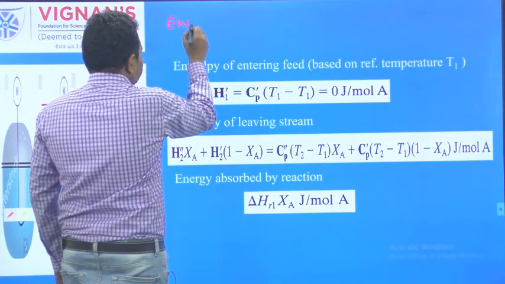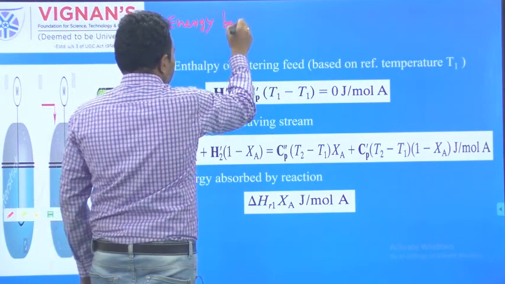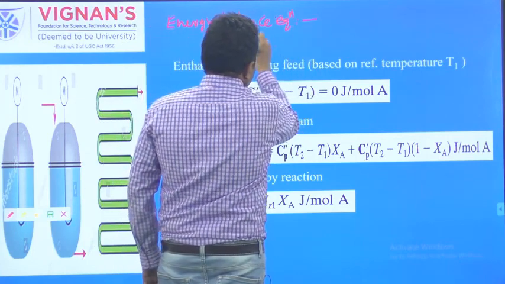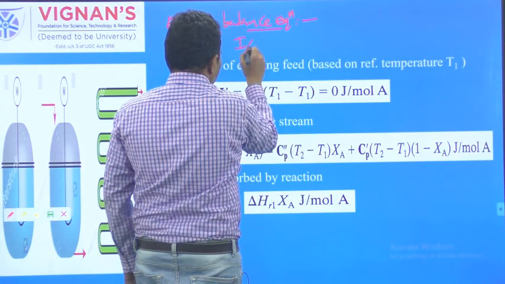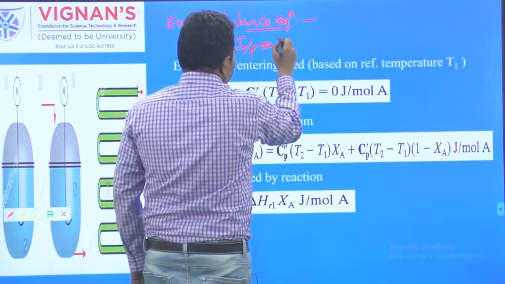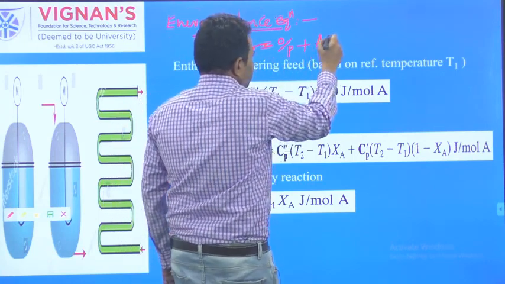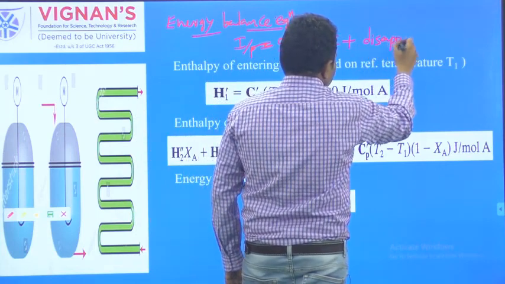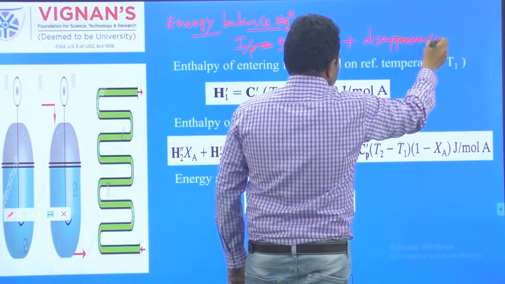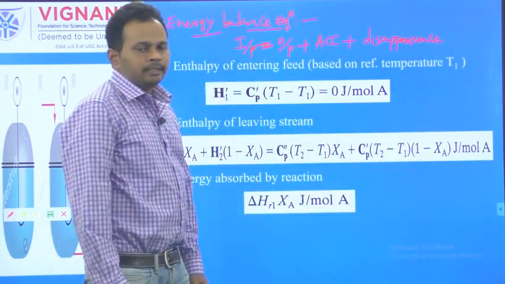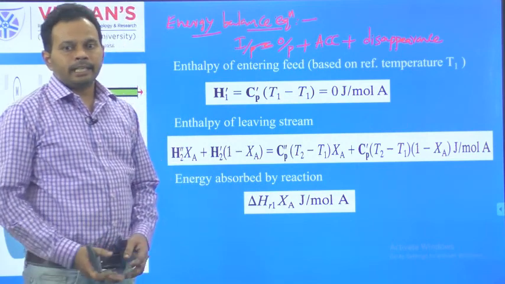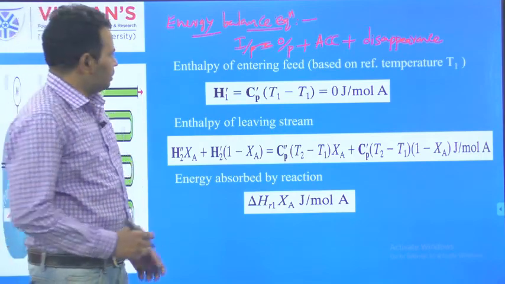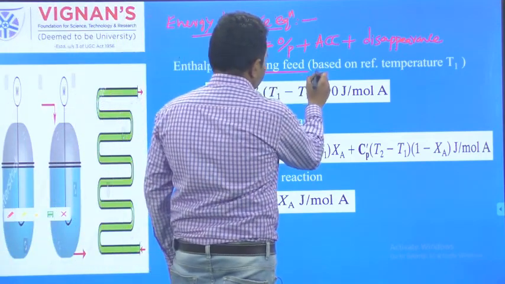Energy balance equation is nothing but what? Energy balance equation over the reactor: input energy equals output energy plus energy accumulation plus energy disappearance due to the chemical reaction. Here the input energy is nothing but the enthalpies of the reactants, the enthalpies of the reactants per mole of A entering. So, write the enthalpies of the entering feed, this is the input.